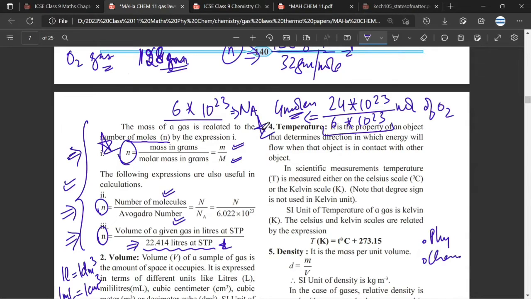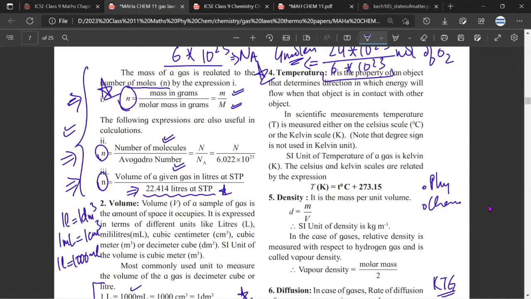So that it doesn't become too easy, look at this. In class 9th, class 10th, they used to say that Kelvin is equal to Celsius plus 273. But now if you see, in exact terms, there is a 0.15 also.